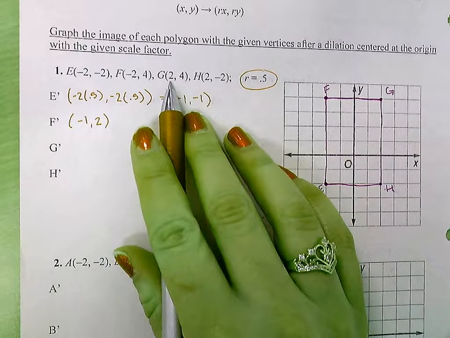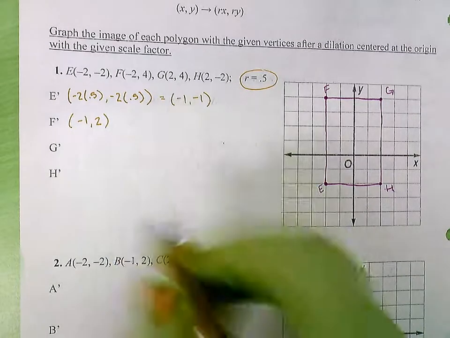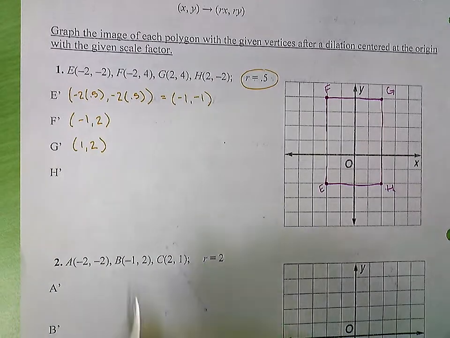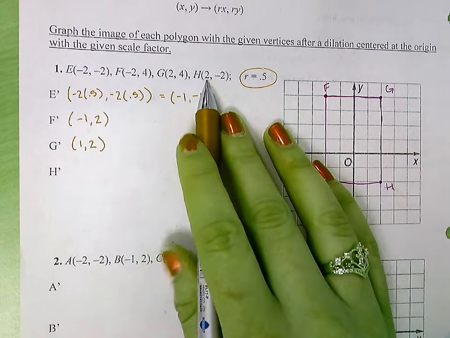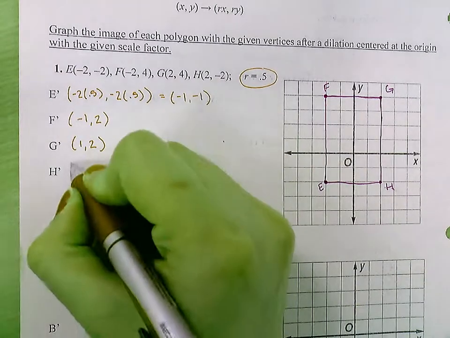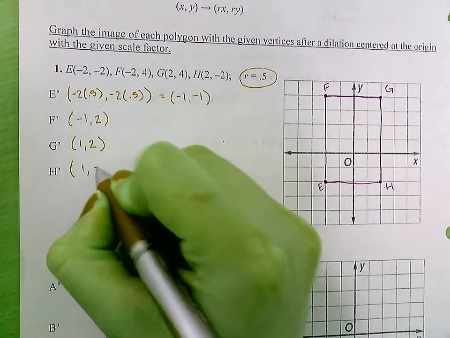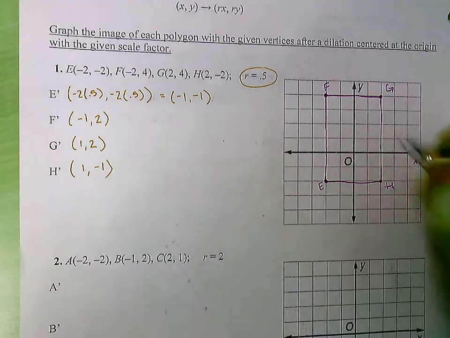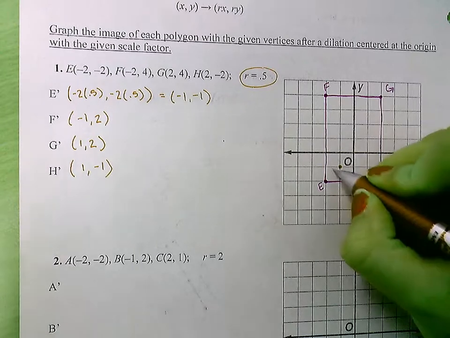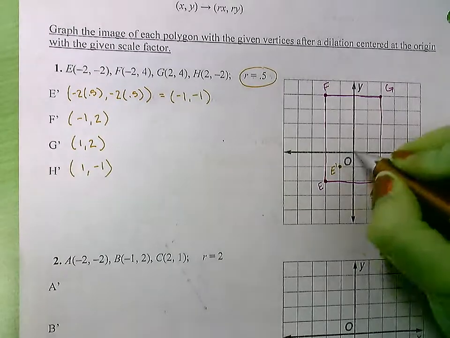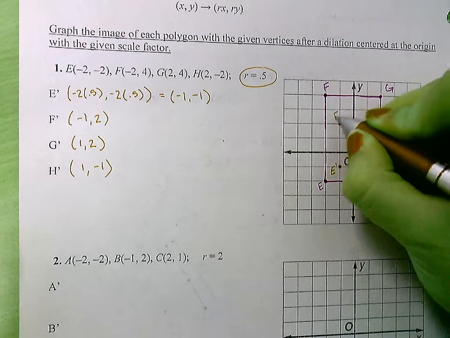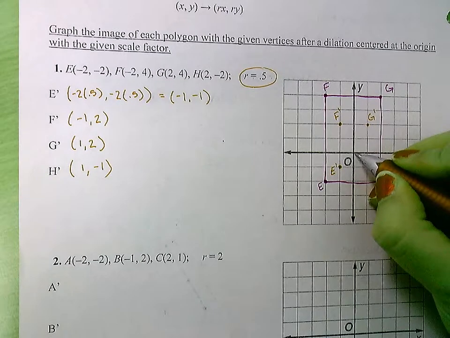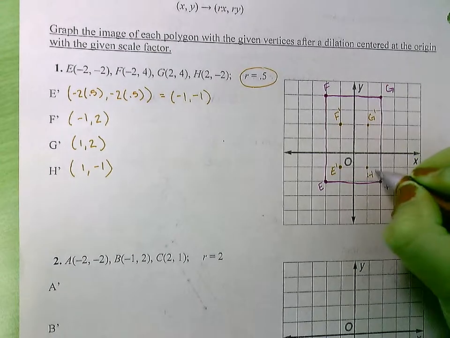Then with G prime, multiply 2 by 0.5 and 4 by 0.5. So we get 1, 2. Then H prime, multiply 2 by 0.5 and -2 by 0.5 to get 1, -1. Now I can plot each of those points to show that image. So we have -1, -1. Label that E prime. We have -1, 2. That's F prime. 1, 2. That is G prime. And 1, -1 is H prime.